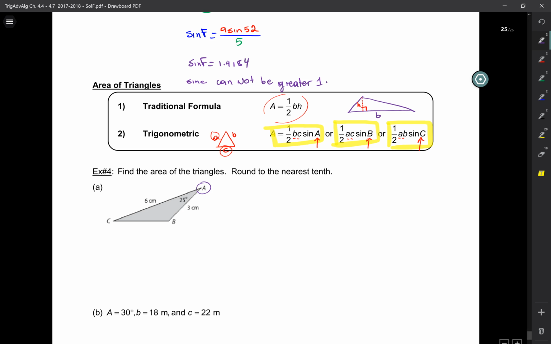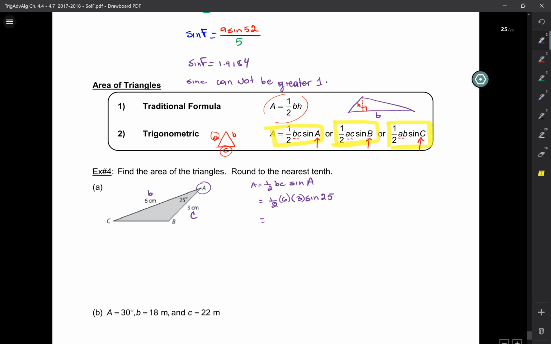I'm given A, I'm given little b, and I'm given little c. Okay, so which one of these uses that one? Oh my gosh, it's the first one. So I say area is half BC sine A. So this is equal to half. B is 6, C is 3, sine of 25. Okay, we're going to plug it into the calculator.